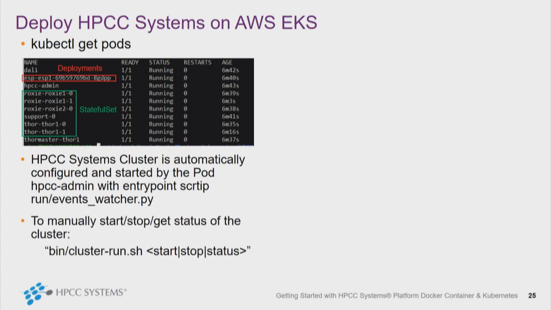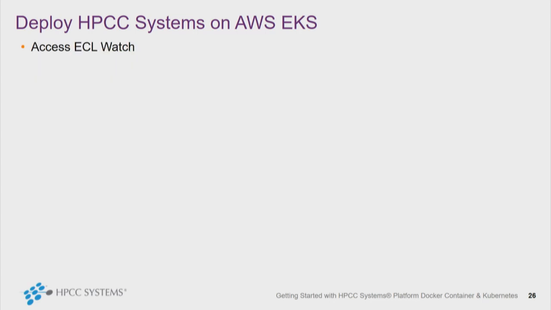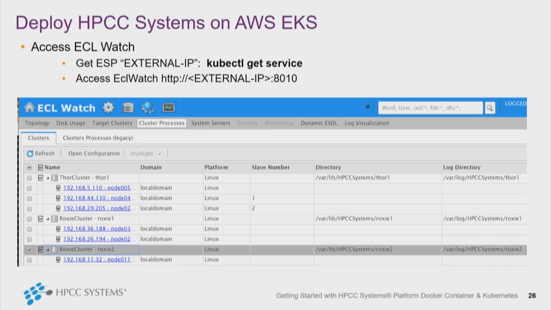We also provided tools to start, stop, and get the status of the cluster. Now here is the cluster we deployed. Now when the HPCC cluster is deployed, you can go to ECL Watch to do whatever you want. To get the ECL Watch IP, you run the Kubernetes get service command. You get either the external IP or the fully qualified name. Here is ECL Watch.